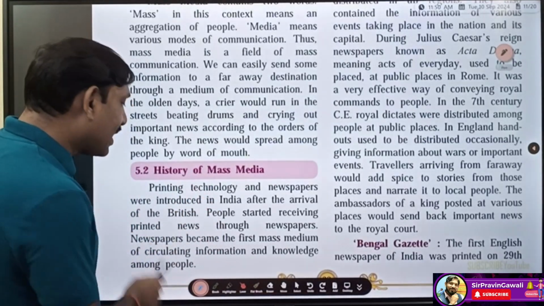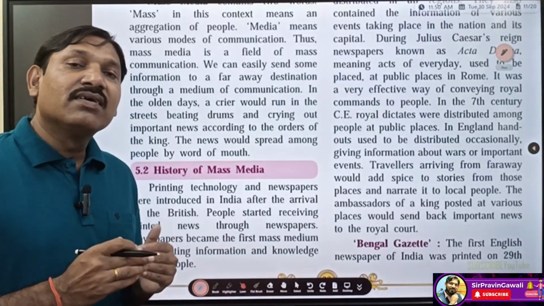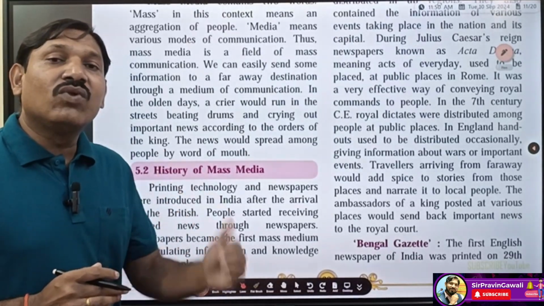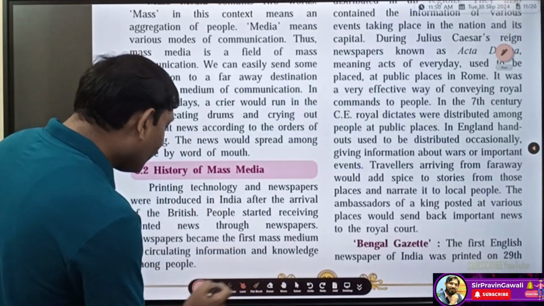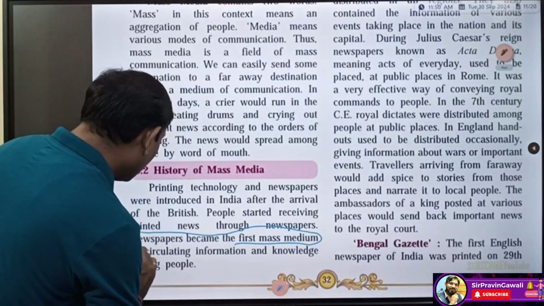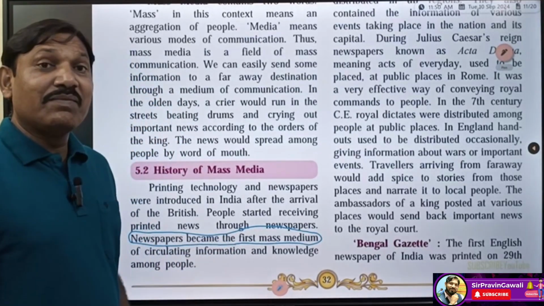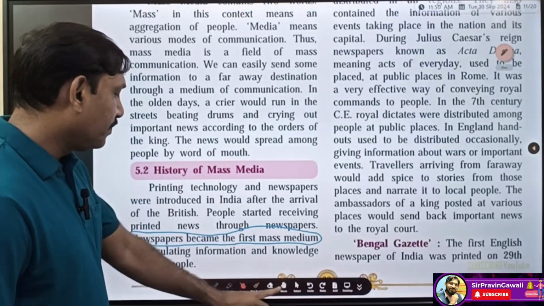So newspaper became the first mass medium in India, and with the help of this it became possible to circulate knowledge and information. Understood this, student? This is very important. First mass medium. What? The newspaper became the first mass medium. Understood? Yes, very good. Now let's move further.